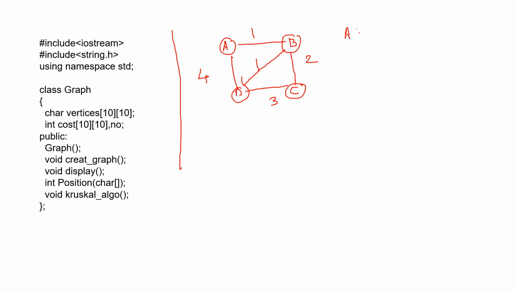Say A to B is the first edge, so weight is equal to 1. After that I consider B to D, as its weight is equal to 1. After that I can consider B to C, as it has weight equal to 2.